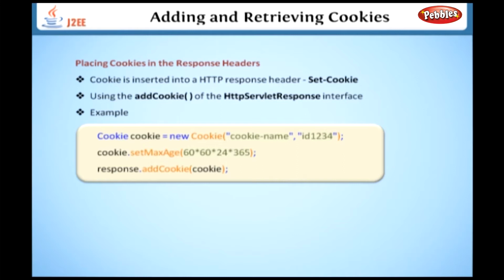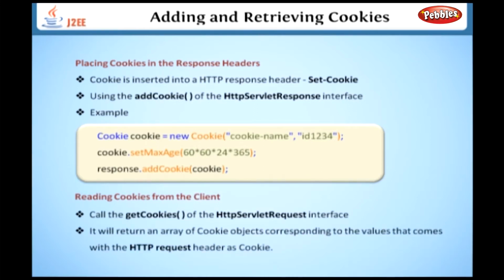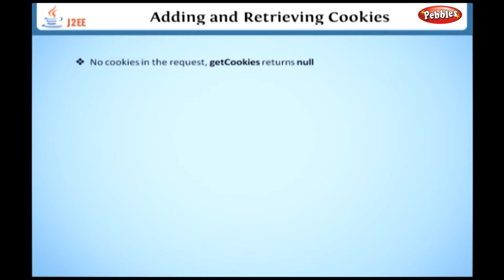Now let's see how to retrieve the values of the cookies, i.e., reading cookies from the client. To read the cookie that comes back from the client, we have to call the getCookies method on the HttpServletRequest interface. As a result, it will return an array of Cookie objects corresponding to the values that come with the HTTP request header as Cookie. If there are no cookies in the request, getCookies returns null.